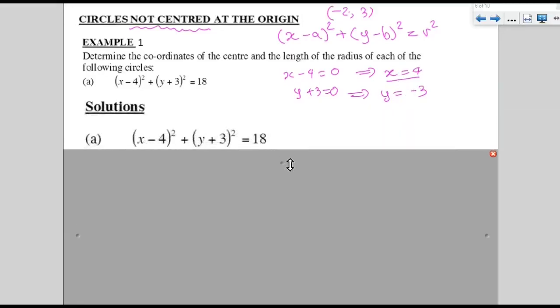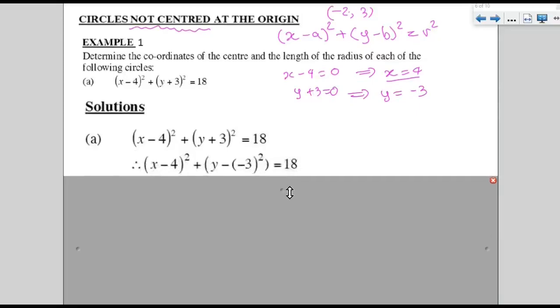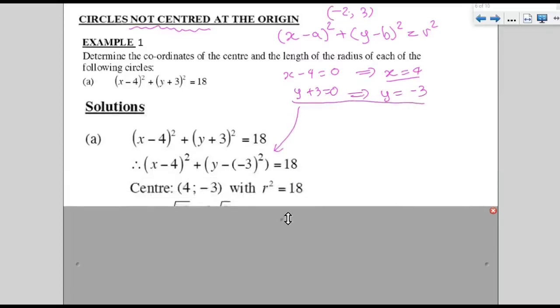Let's see how they did it. So they write down the equation. They wrote it like this, which you don't need to, it can be very confusing. Rather use this method here. This is an easier method to work it out. And therefore you get your center.